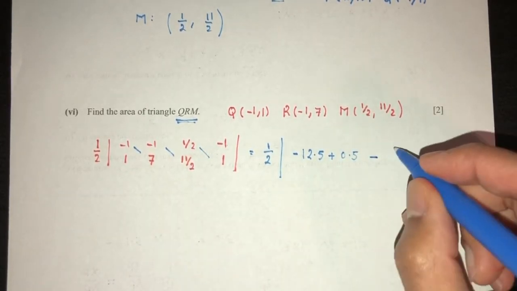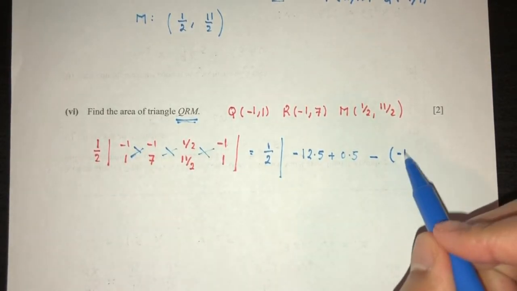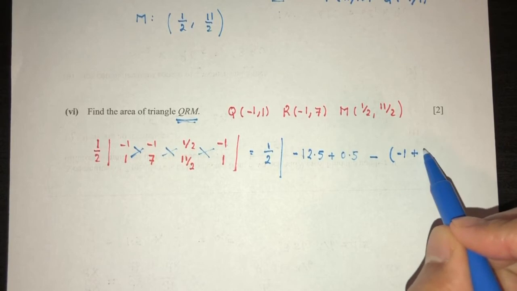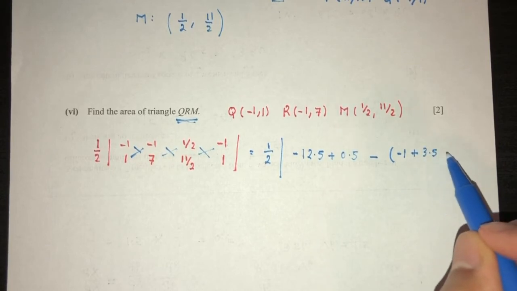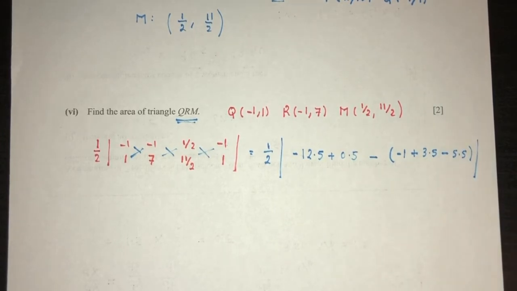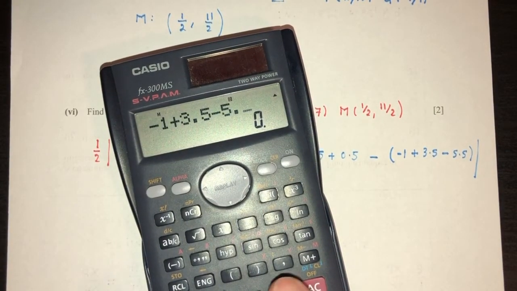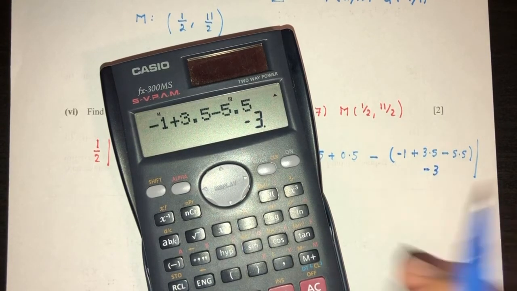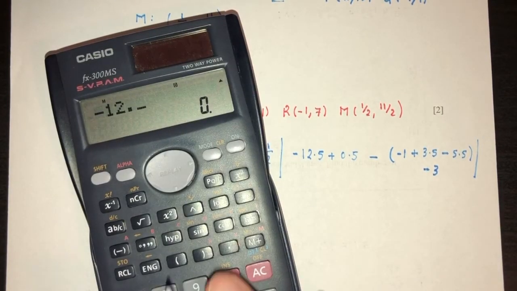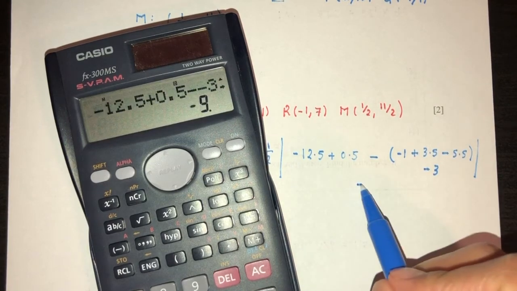Then minus in this direction, that will be minus 1. That will be 3.5 and then minus 5.5. So let's find out. You will have minus 1 plus 3.5 minus 5.5. That will be minus 3. So you have minus 12.5 plus 0.5 minus minus 3. That will be minus 9.